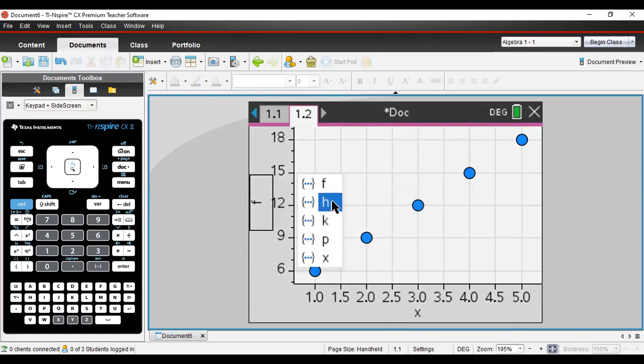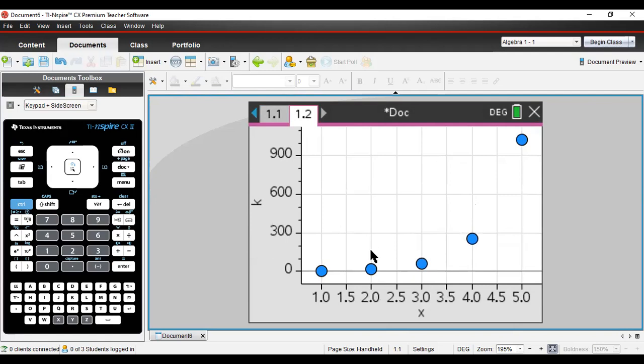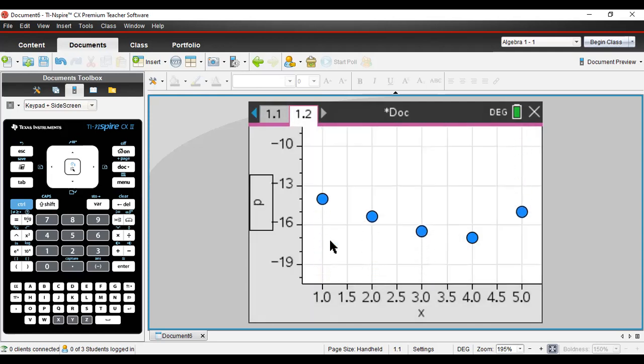Now, I can go to h of x. I changed it to h of x and the dots didn't even move because it's still another linear function. Now, watch this, when I go to k of x, watch what happens. You see those dots moving? So it's going boom. This is exponential. It definitely isn't linear. It's exponential. So that's the answer, k of x. We already knew that.